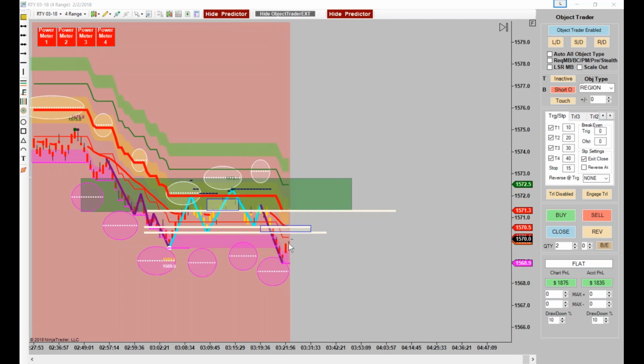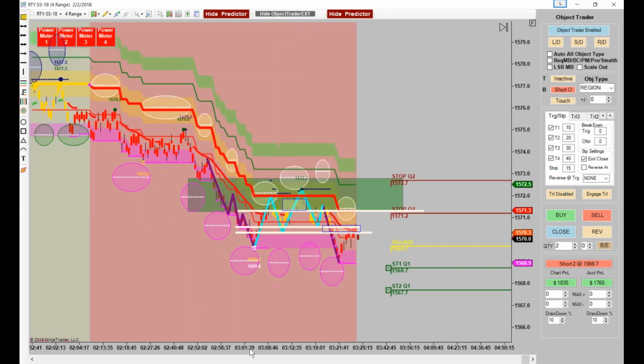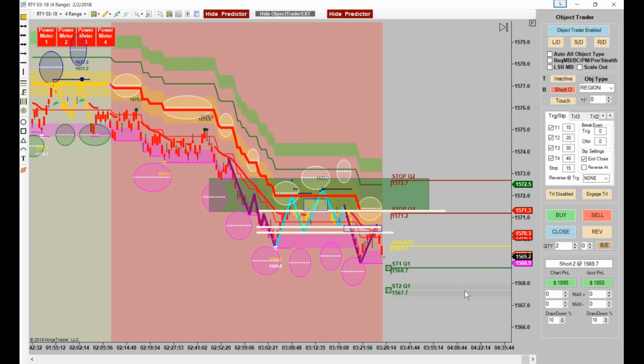Okay, now you're coming back to test. This is the area that you should be looking for the short. See it? I just shorted that. The reason I shorted that is because it kissed my resistance right there. Everybody see that? That's the best way to know where to get in a trade.